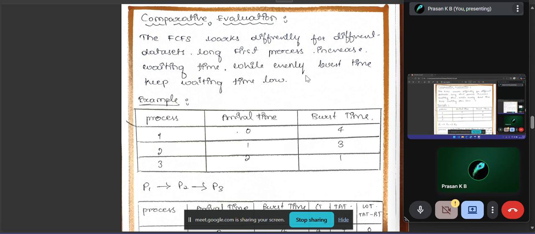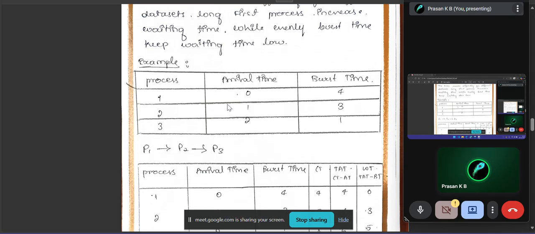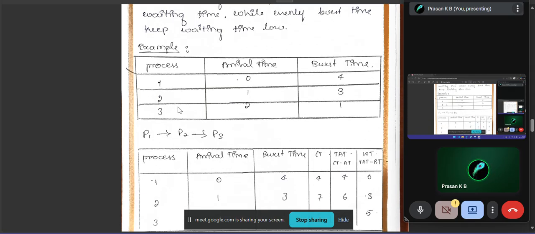overall system performance. Here you can see in the comparative evaluations, the FCFS works differently for different data sets. A long first process increases waiting time, while evenly distributed burst times keep waiting time low. Like here in the example, process 1, process 2 and process 3, with their arrival times and burst times.